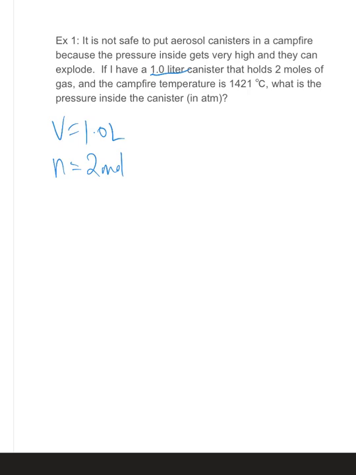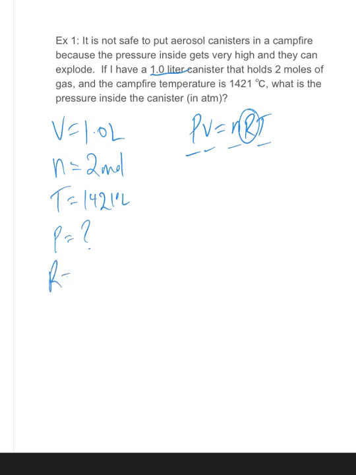And the campfire temperature is 1,421 degrees Celsius. What is the pressure inside the canister in atmospheres? So we're looking for pressure. And if we look through these variables, we have everything that is in our ideal gas law except our gas constant. Our ideal gas law, remember, is PV equals nRT. So we have pressure, that's what we're looking for. We have a volume, we have moles, we have temperature. We need to go ahead and label our gas constant.